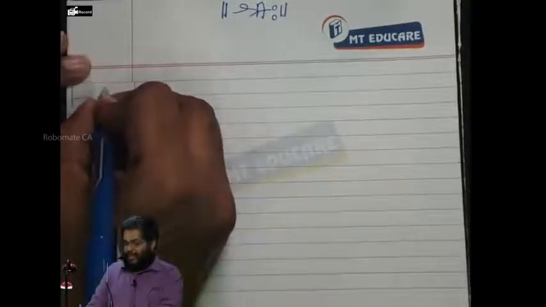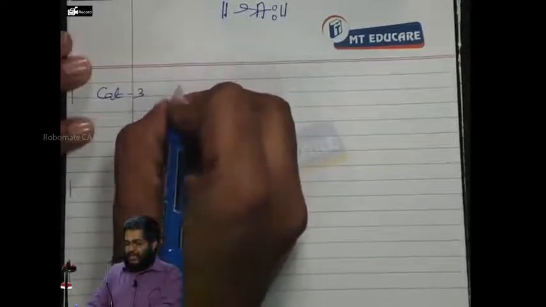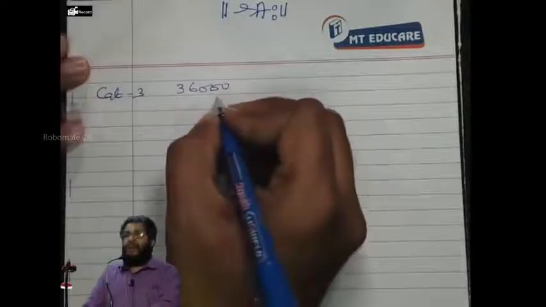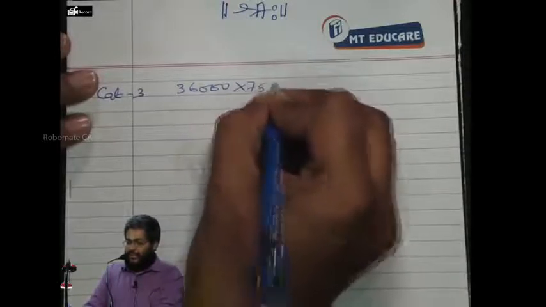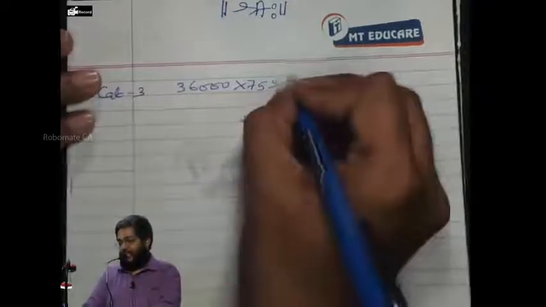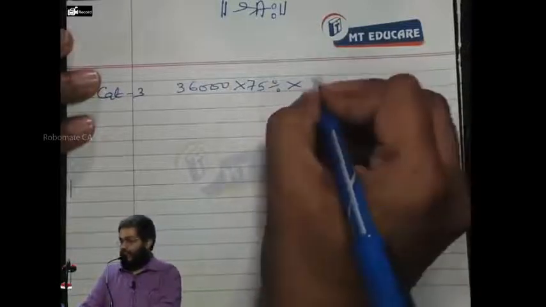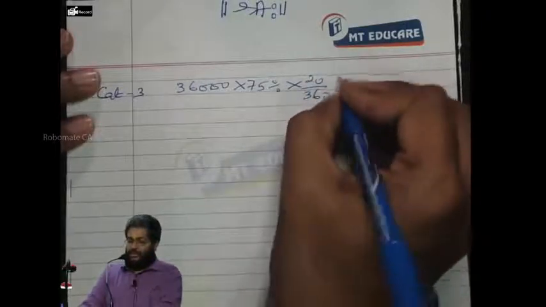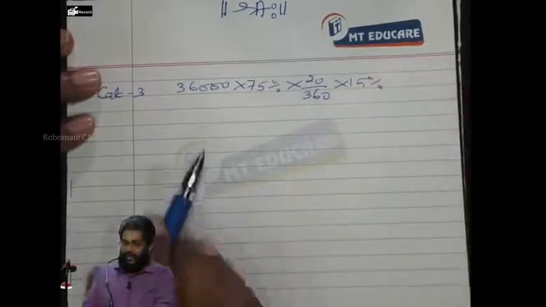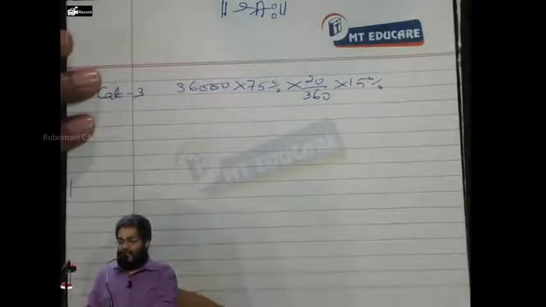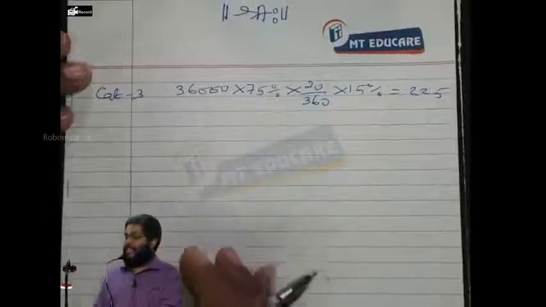Now, first is category three. What is the increased sales? Remember, increased sales 36,000. I should value at variable cost approach, so into 75%. 36,000 into 75% into the debt collection period given there, 20 days, so 20 by 360, into the interest percentage 15%. How much is it going to be? 225 rupees. The interest loss for category three is 225 rupees.